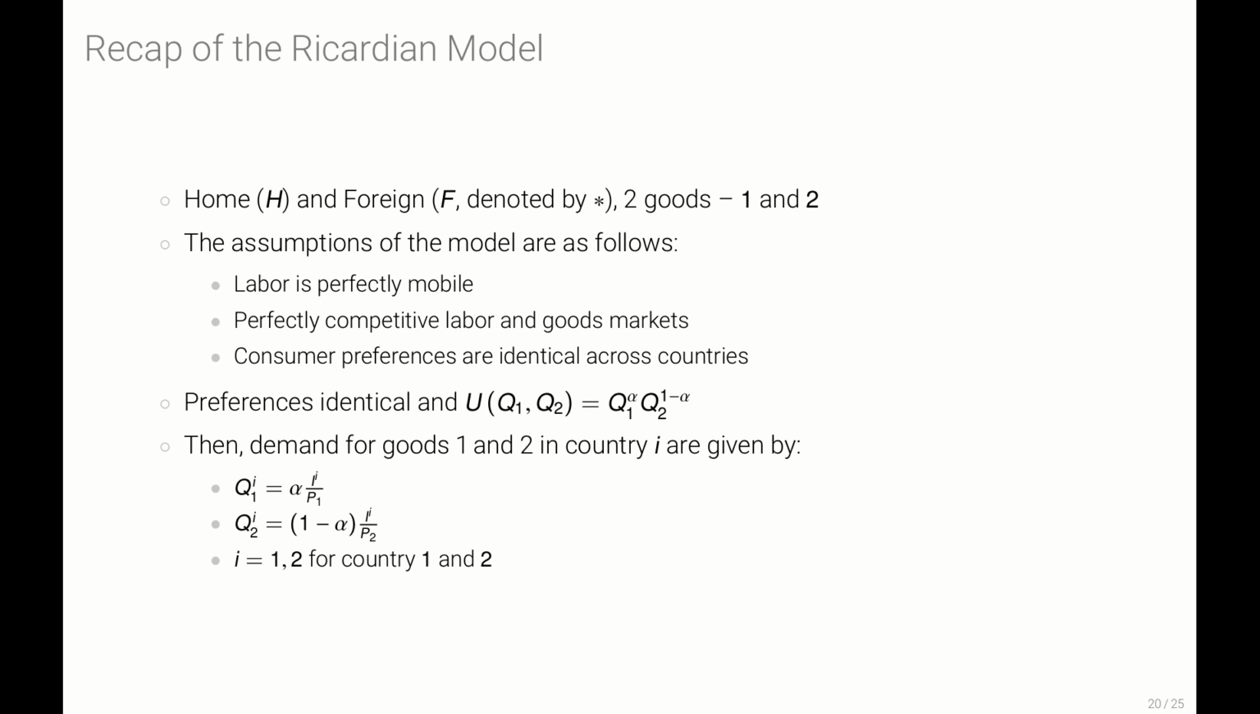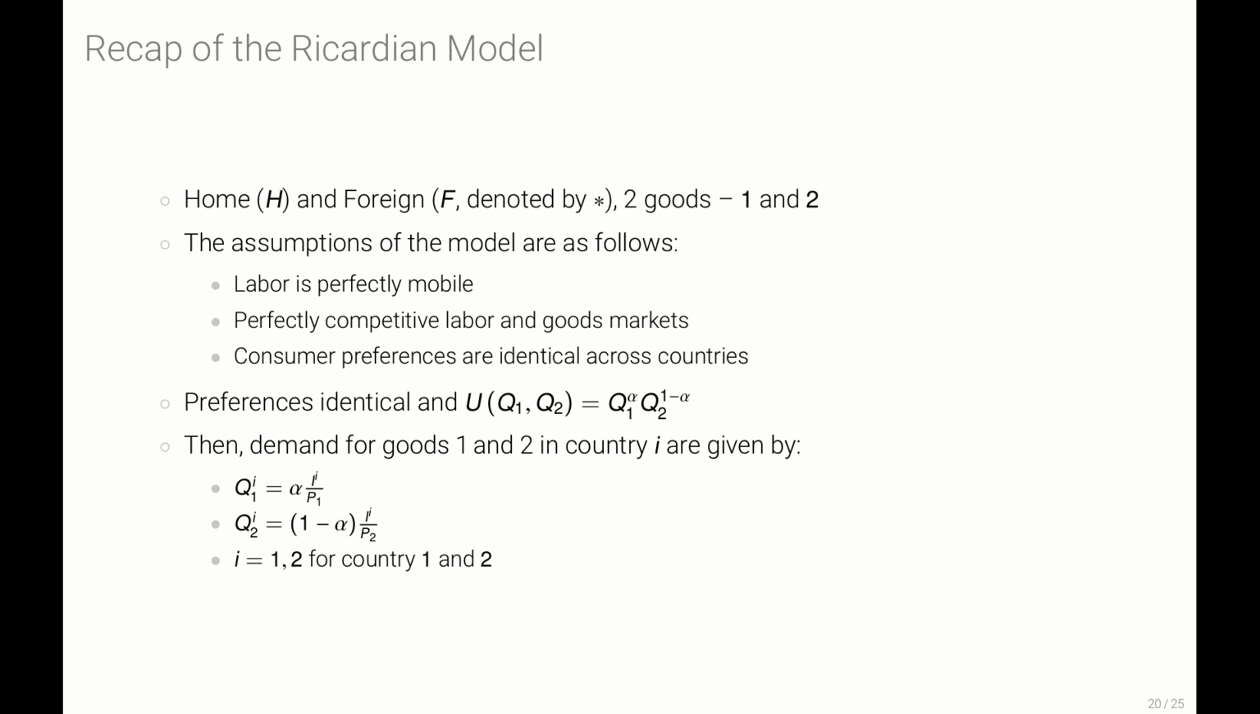So just a quick recap of the Ricardian model. We've got two countries, home and foreign, denoted by star, and two goods. Let's just call them 1 and 2. The assumptions of the model that we're always going to have are that labor is perfectly mobile across industries, but cannot move across countries. We're going to have perfectly competitive labor and goods markets, which those two assumptions give us that in autarky, wages must be the same, and also wages must be equal to each sector's marginal revenue product of labor.